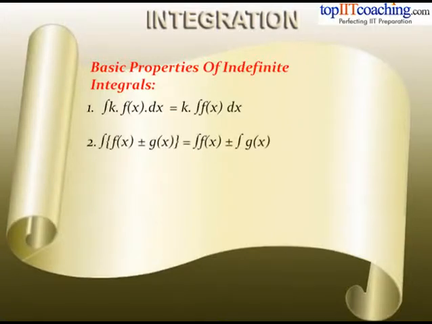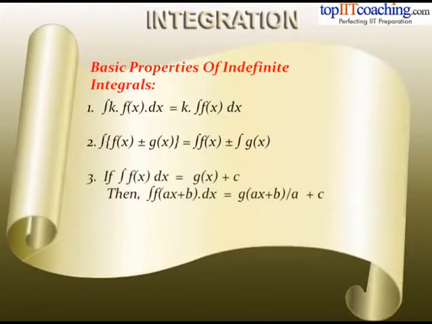The second property is the integral of f x plus minus g x is integral of f x plus minus integral of g x. That is, if we have a sum of two functions, then we can individually find the integrals of these two functions and add them or subtract them.